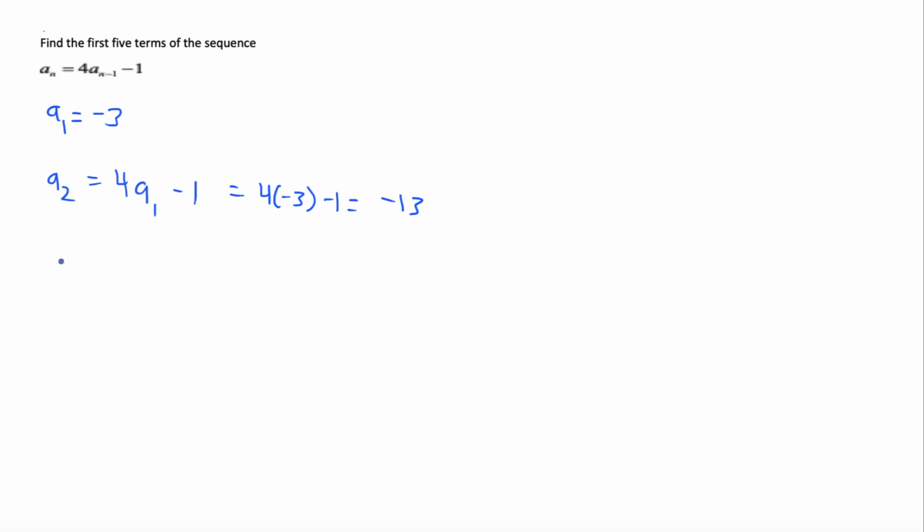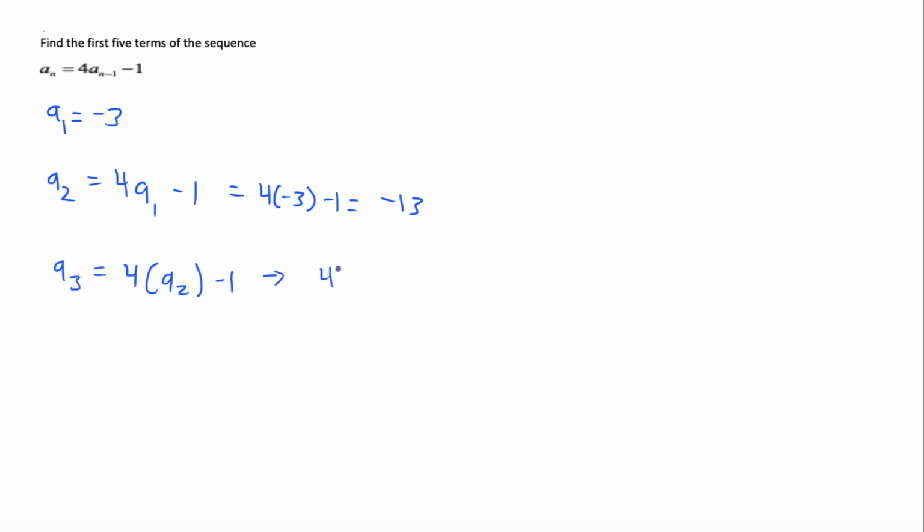Then what would a3 be? a3 would be 4 times a2 minus 1. Remember, the n is just a number, so make sure that you plug these in correspondingly into the sequence. But we know what a2 is. That's why this is called a recursive sequence, because the next term depends on the term right before it.